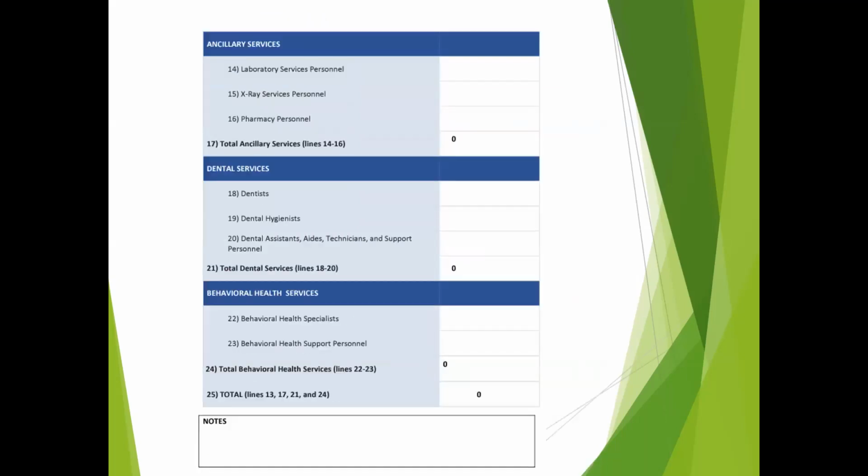And then it continues on for any ancillary services, dental services, and behavioral health services. So again, if it's a 0, put 0. But for all other types, if you have 1, 2, whatever the amount of FTEs, definitely put it accurately in each of the rows.